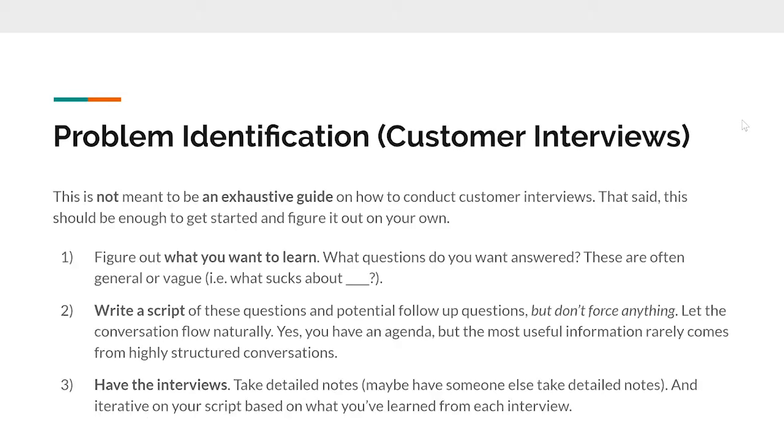So talking about customer interviews, originally we wanted to have an entire workshop on how to conduct these customer interviews. We ended up not scheduling that for Startup Week just due to time constraints. That said, I do want to provide something for you in case you haven't done customer interviews before. This isn't meant to be an exhaustive guide by any means, but it should hopefully be enough to get started.